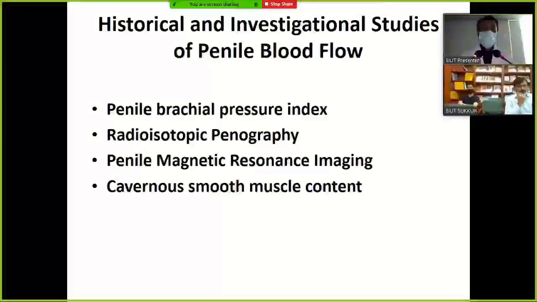Then there are some historical investigation studies to detect penile blood flow, which include penile brachial pressure index and radioisotope penography. These are both not commonly used nowadays. Penile MRI imaging to check the anatomic details, and cavernous smooth muscle content, in which we do multiple biopsies in cavernous muscle, and reduced muscle amount means a cause of ED, but it is also not commonly used because it's invasive.